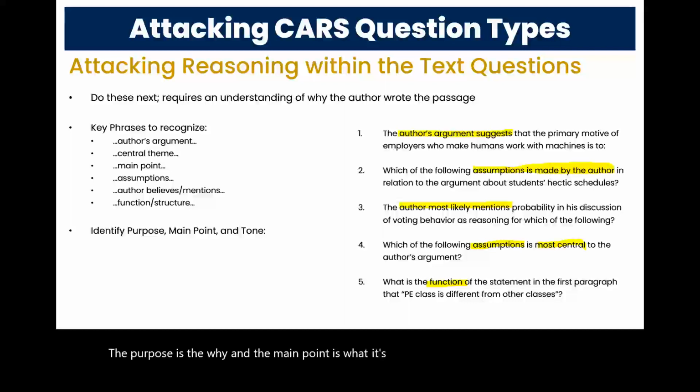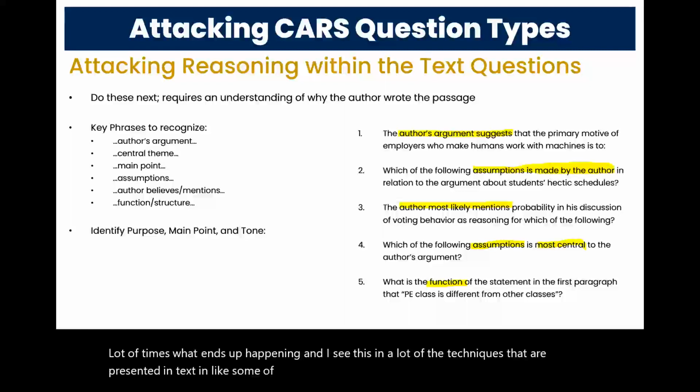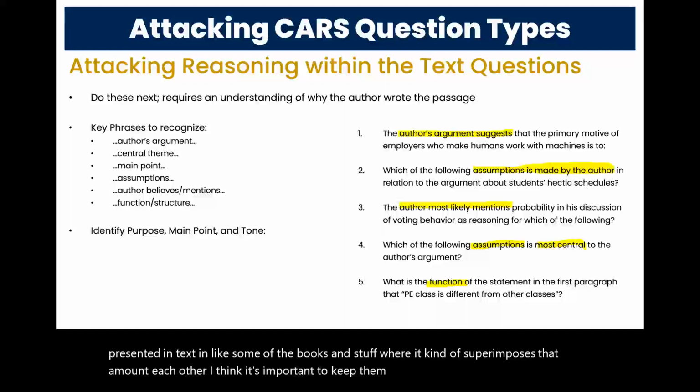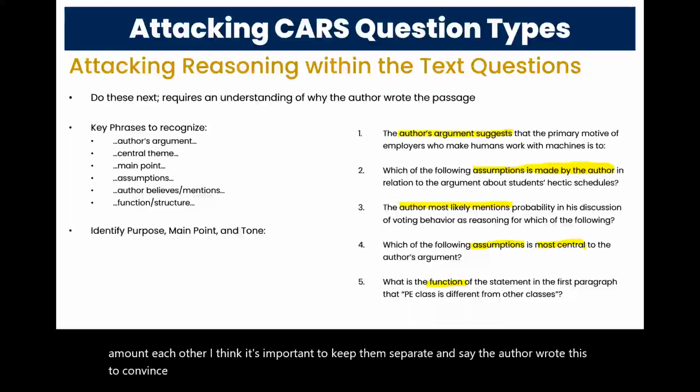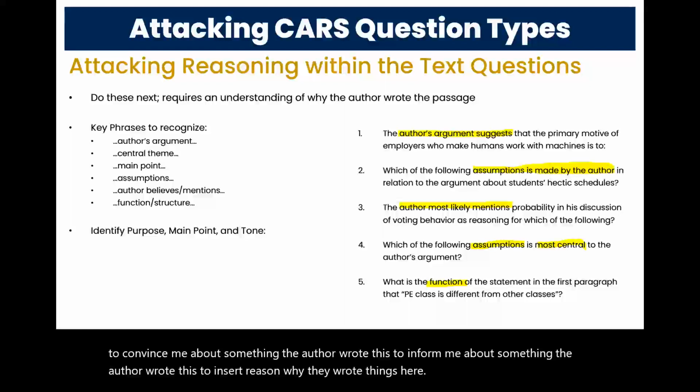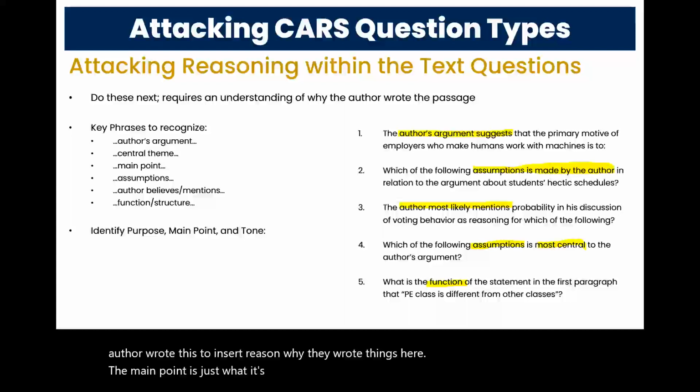A lot of times what ends up happening, and I see this in a lot of the techniques presented in some of the books, is that they kind of superimpose them on each other. I think it's important to keep them separate and say, the author wrote this to convince me about something. The author wrote this to inform me about something. The author wrote this to, insert reason why they wrote things here. The main point is just what it's about, and that can be separate.